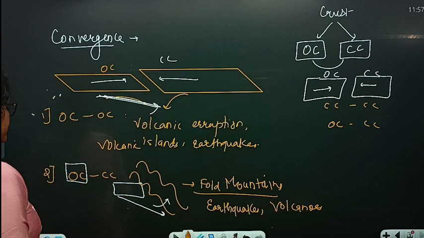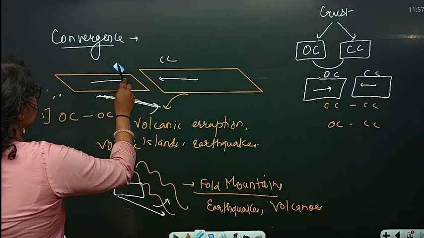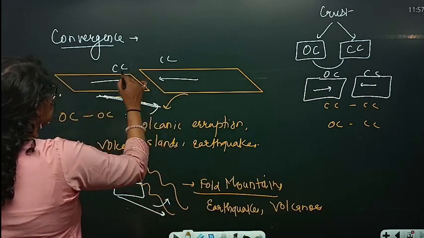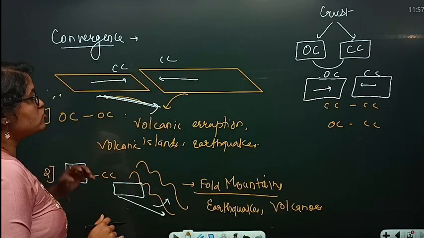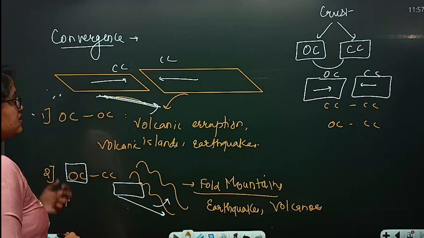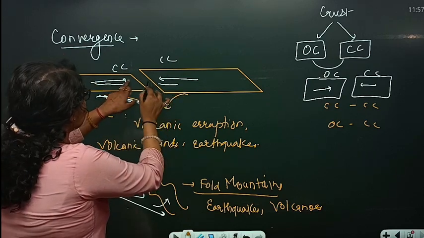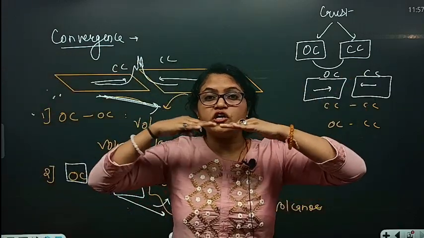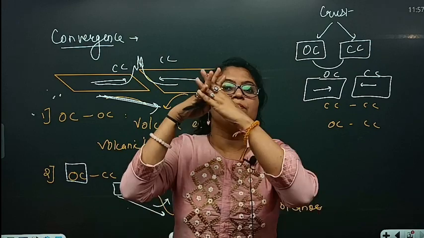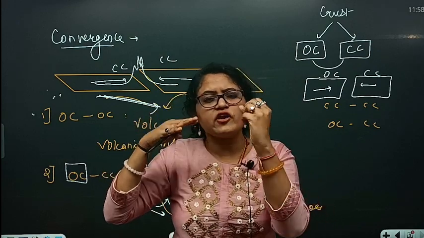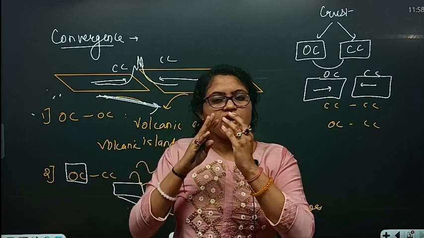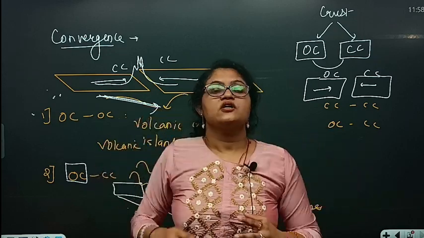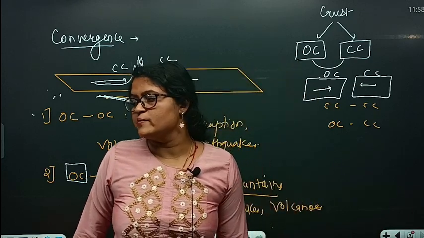Now the last possibility we will understand is where both of them are continental. When both of them are continental, none of them will subduct, as there is hardly any difference of density. So both of them will override and rise, trying to rise as fold mountains. When both of them are continental, it will just uplift because there is no subduction. That's why they collide and give rise to the tallest mountains in the world, the Himalayas.